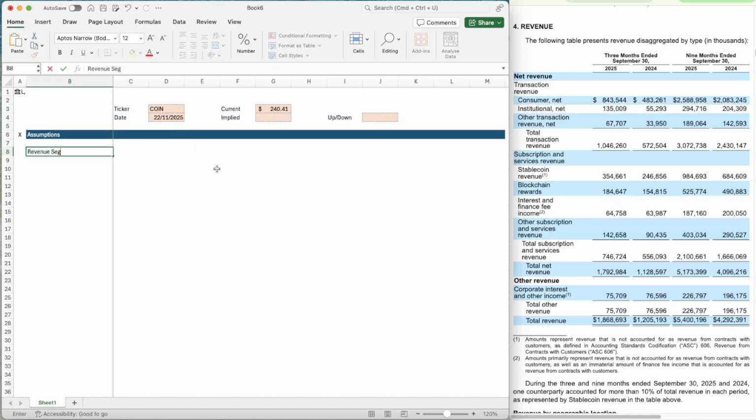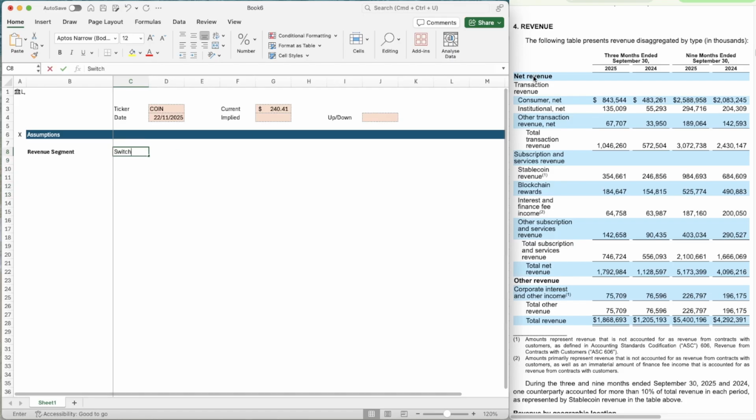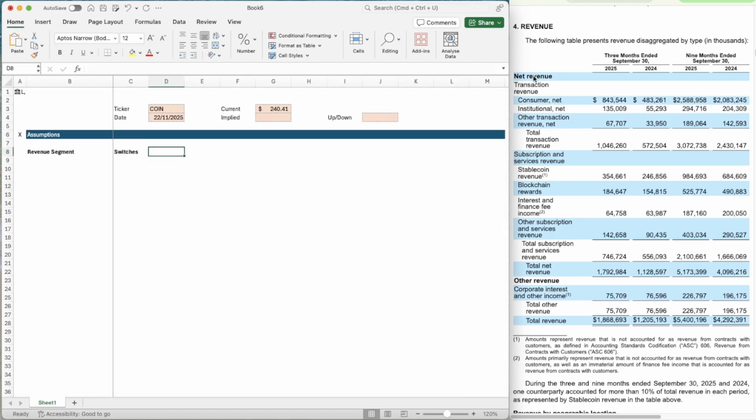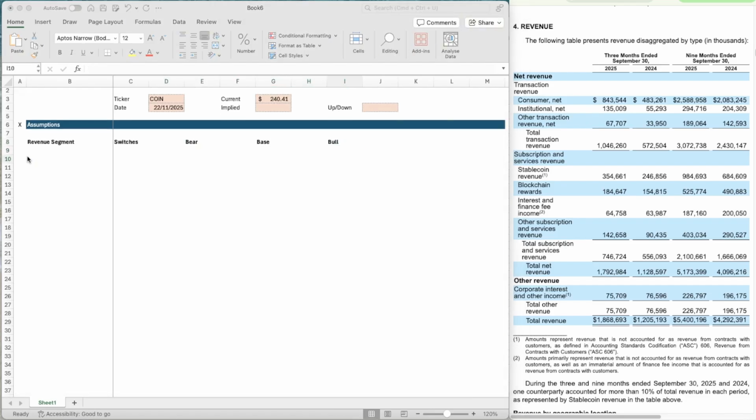We put revenue segment here. And if you haven't done this before, what we're going to do is list the different revenue segments, EBIT, WACC, terminal growth value, and we're going to be able to simulate through different scenarios. So using our switches, which I'll show you how to do when we come to it, we can simulate bear, base, and bullish scenarios to give us an idea of where the price could be relative to certain things happening.